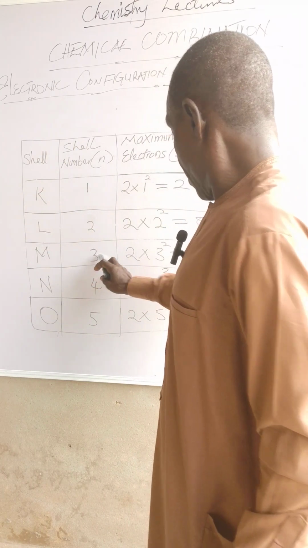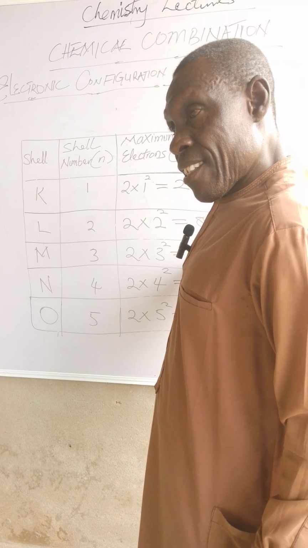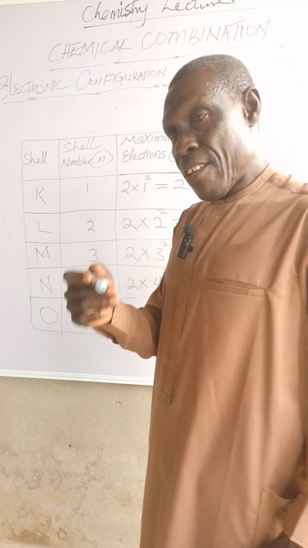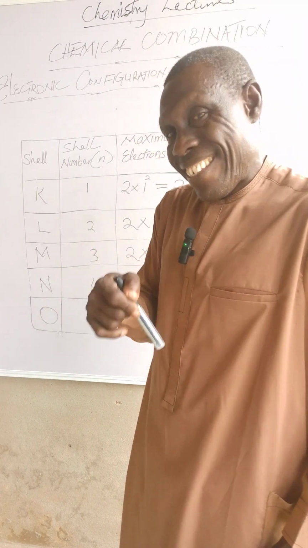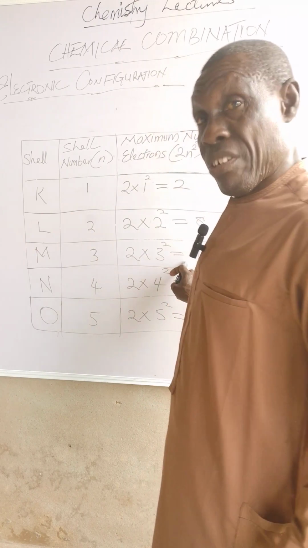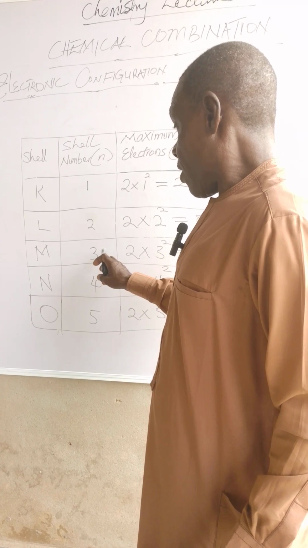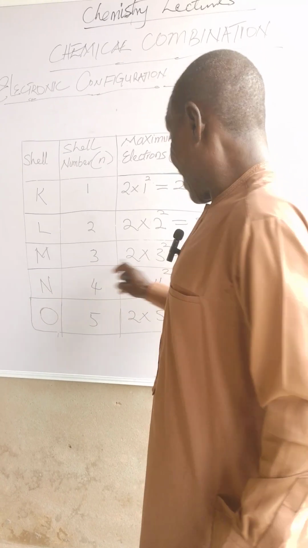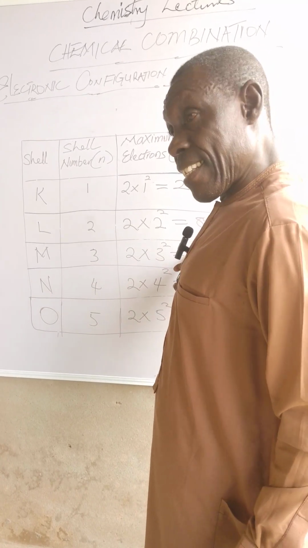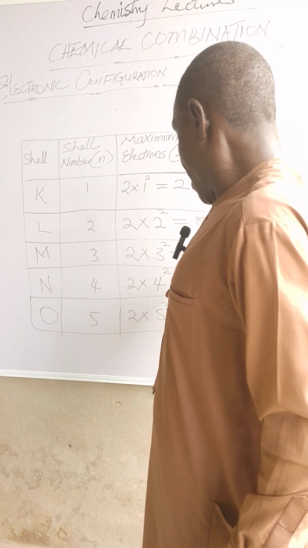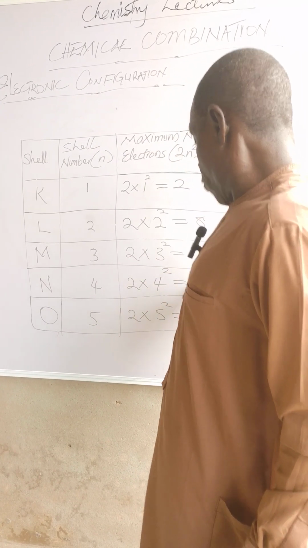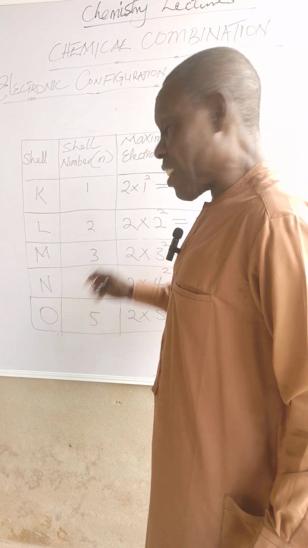Now the third shell is 18. But now the 15 you have is less than the 18 that's supposed to go to the third shell. So there is a provision that since what you have is less than the 18 and they are less than also 32, you give this third shell 8.